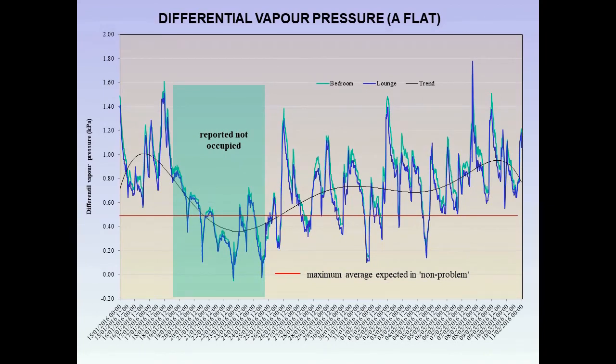Another differential vapor pressure in a flat. Again, you can see the difference between not occupied and occupied. The minute the individuals leave the property, then the problem effectively disappears. You can see that when it was not occupied, shown in green.